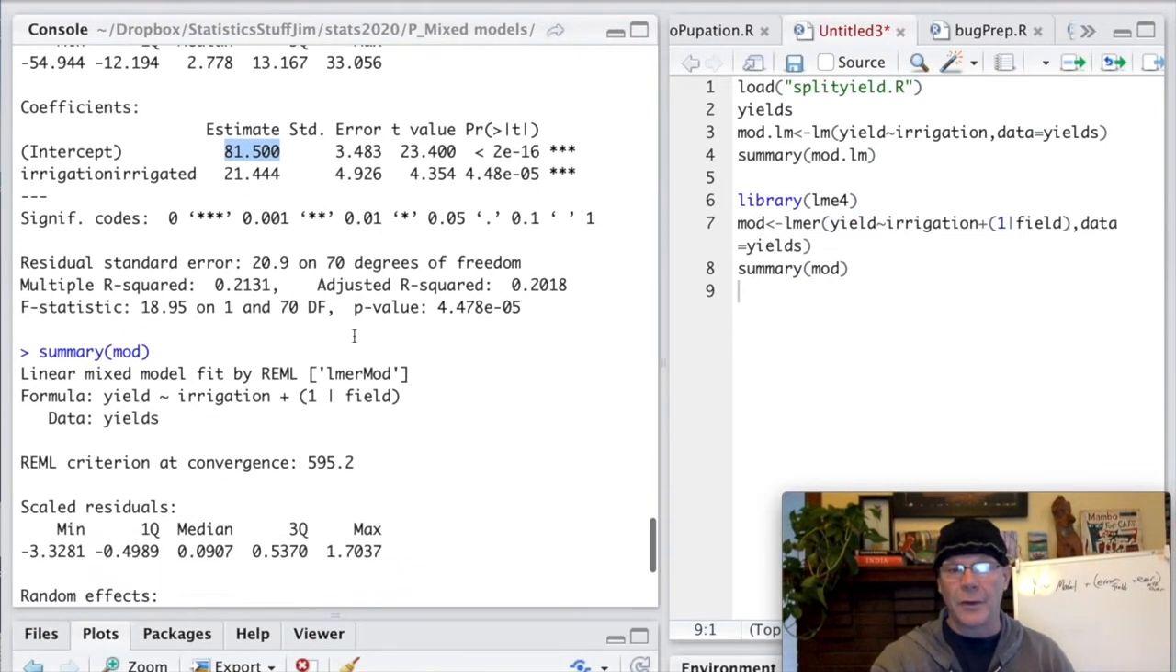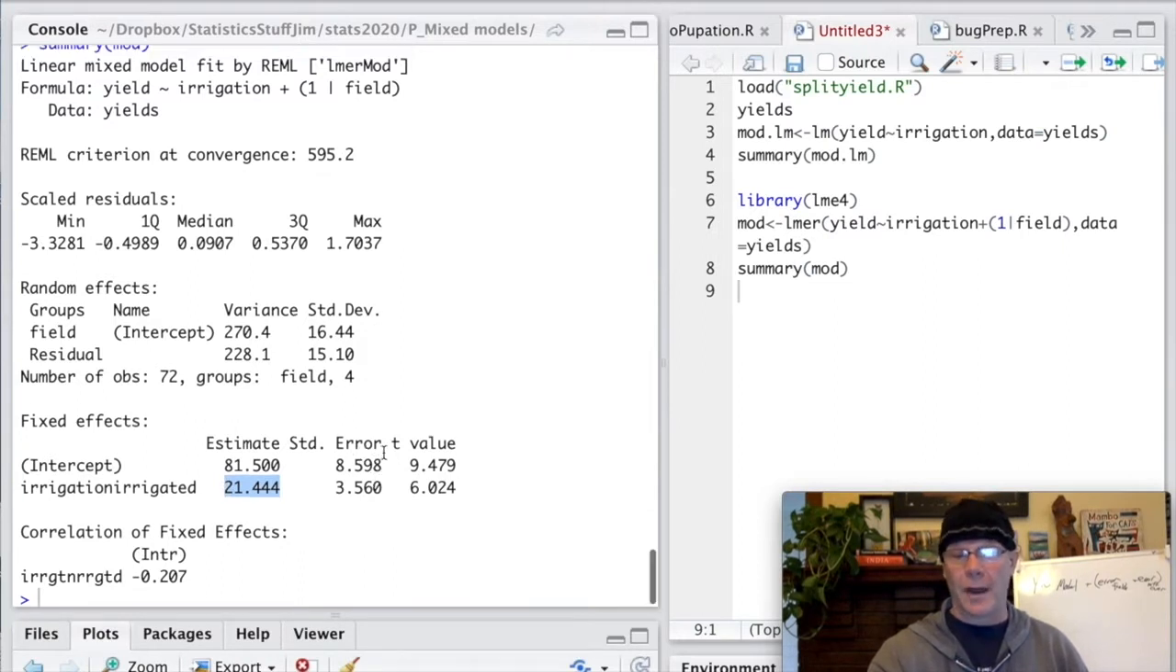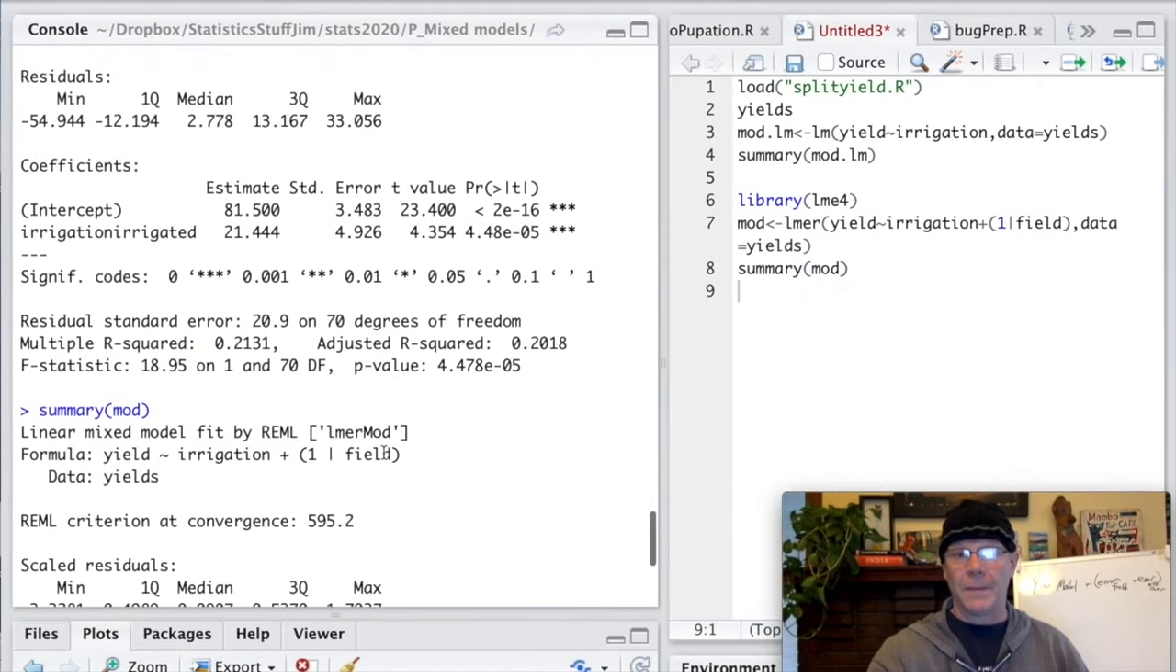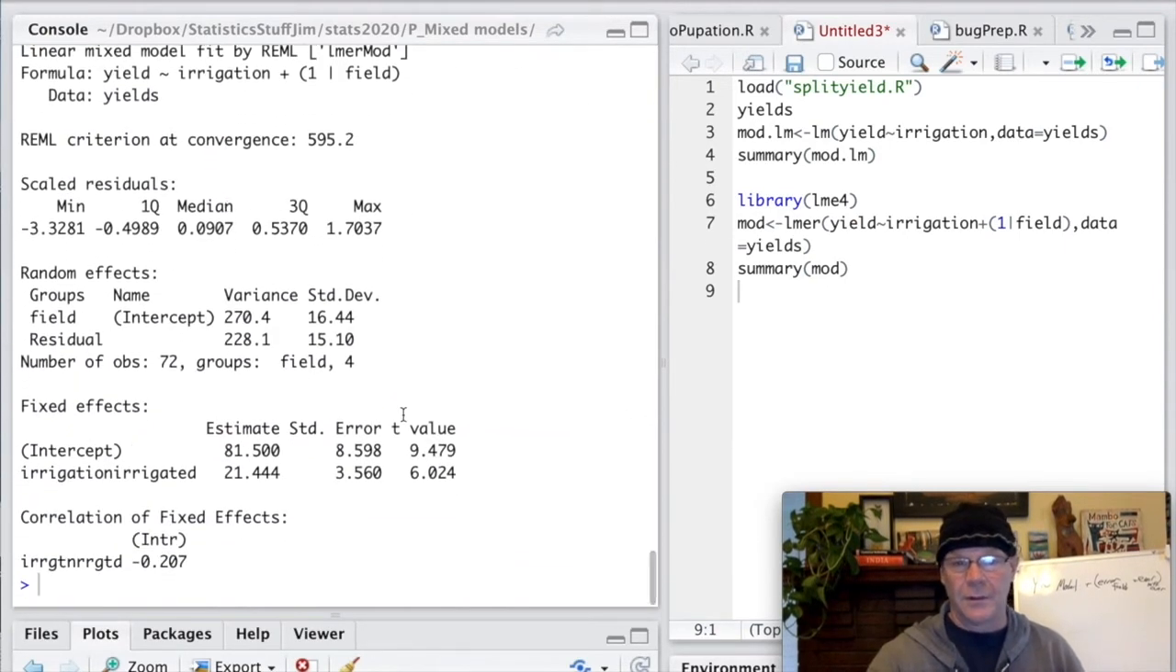If we go down to our mixed model, note that the parameter estimates are the same. So the magnitude of the difference is the same. The model is still capturing that. What has changed, however, is the uncertainty around those parameter estimates. So here, notice that we have a standard error of 3.4 around the intercept, whereas when we set it up as a mixed model, we have a standard error of 8.598.